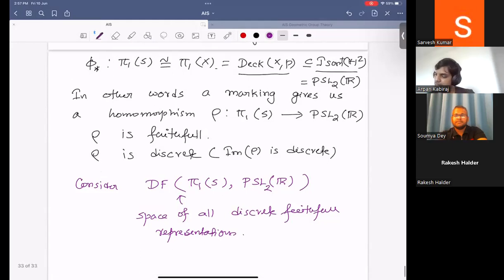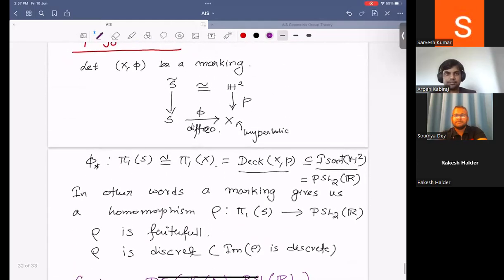So now look at a marking more carefully. In this proof, we have seen that given a marking, I can construct a discrete and faithful representation. What about the converse? Suppose somebody gives you a discrete and faithful representation from pi1 S to PSL2R. Two criteria: discrete and faithful. So what happens?